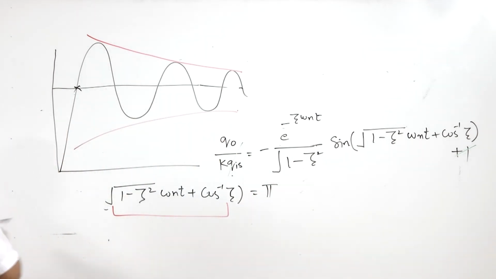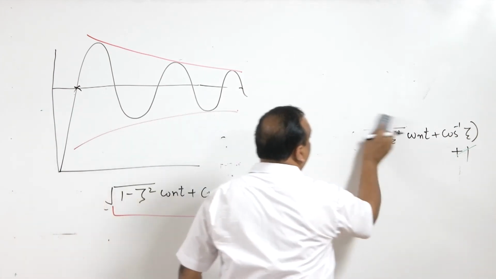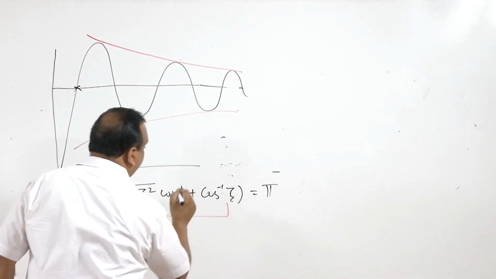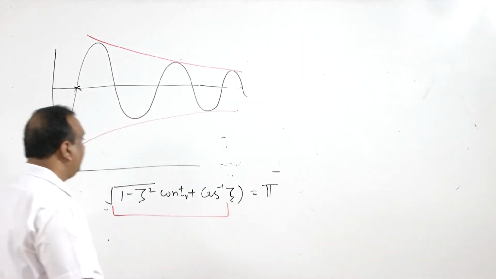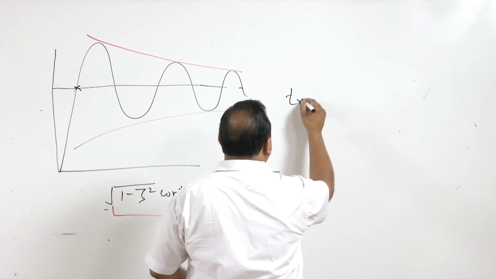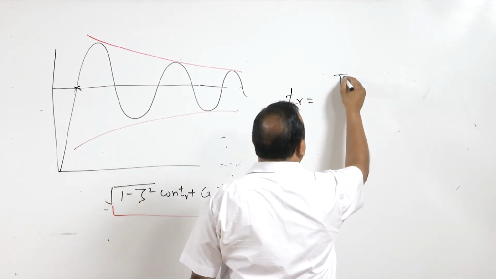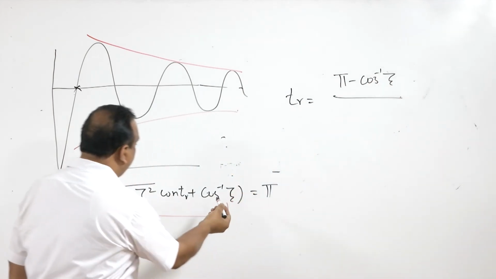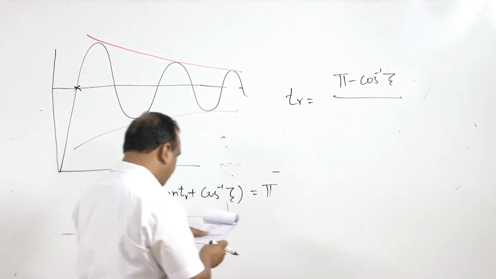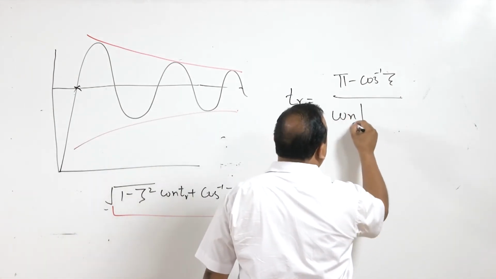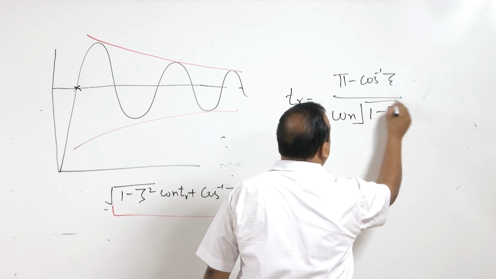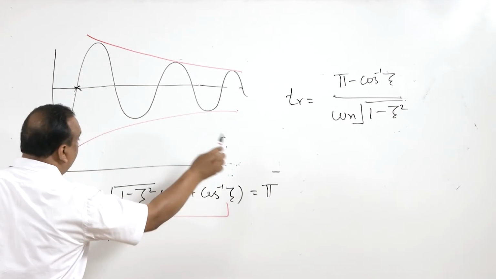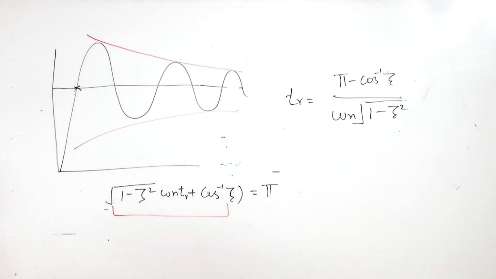Now we can further simplify this to find tR, the rise time. tR is pi minus cos inverse zeta, divided by omega n under root 1 minus zeta square. This is the rise time for a second order underdamped system.